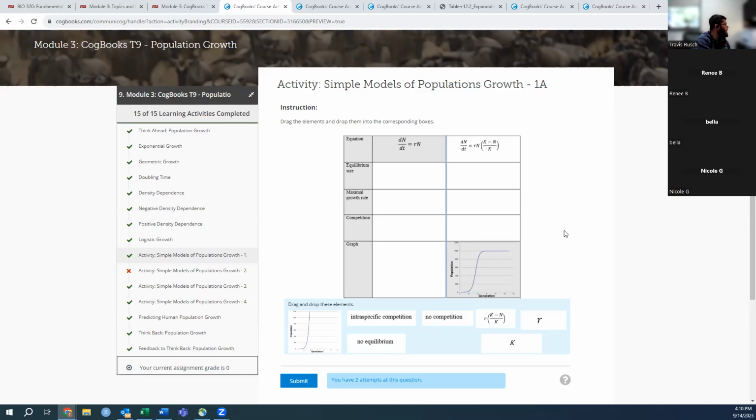What is this? E9, activity 1. All right. Good finds. Unfortunate on Cogbooks' end.